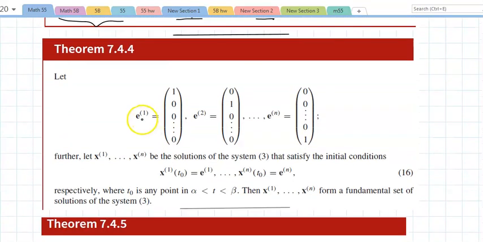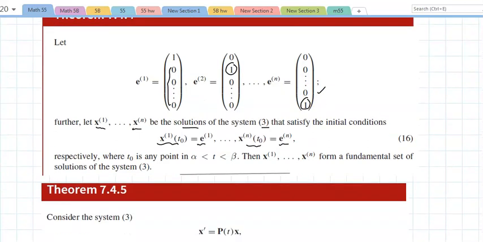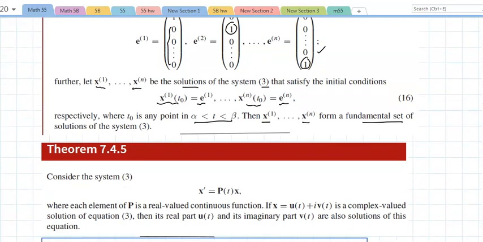Now, let e1 be 1 and a list of zeros, e2 be 1 in the second entry, all the way to e sub n, a bunch of zeros and 1 at the end. They say further, let x1 through xn be solutions of system 3 that I wrote up there, with x1 equal e1, x2 equal e2, and xn equal en respectively, where t0 is any point in this interval. Then x1 through x sub n form a fundamental set of this equation. Remember what a fundamental set is: each of those must be a solution, and the linear combination is a solution, and they must be linearly independent.